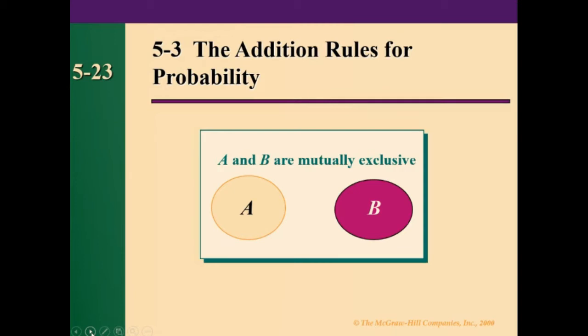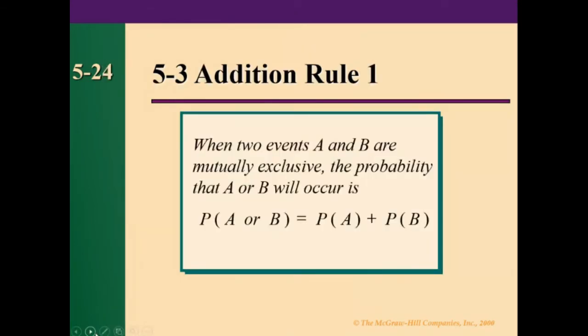Kapag hindi mutually exclusive, may common. Kagaya nung kanina, di ba? Getting a tree and getting a diamond. May common sila, which is the tree of diamond. Kaya hindi sila mutually exclusive. If you're going to imagine na magiging Venn diagram nila, so meron silang intersection. So when two events, A and B, are mutually exclusive, the probability of A or B is equal to the probability of A plus the probability of B. So like what I've said, kapag or, addition.